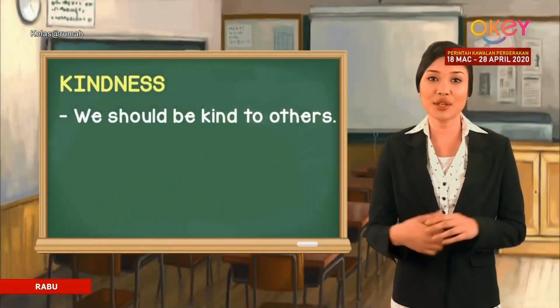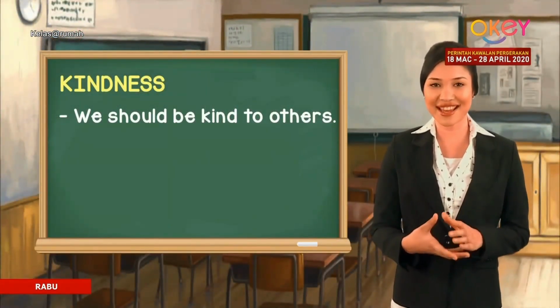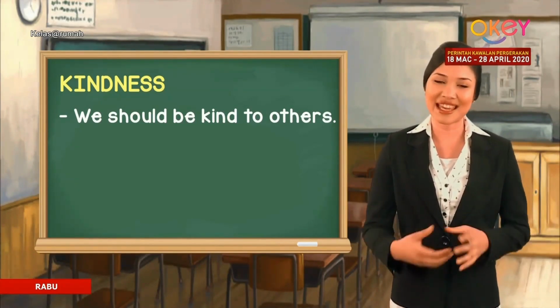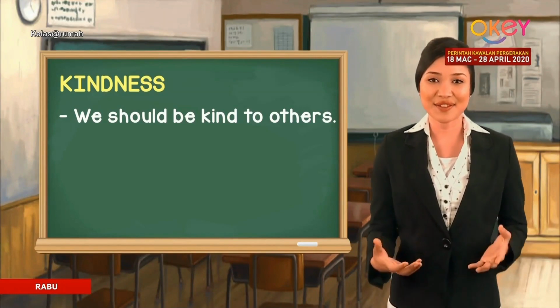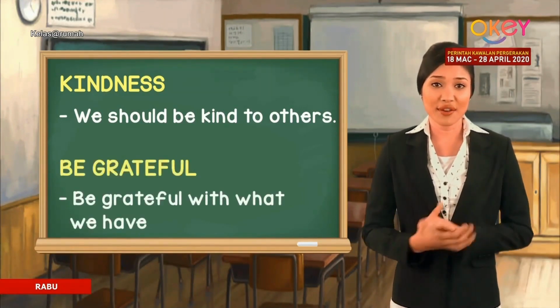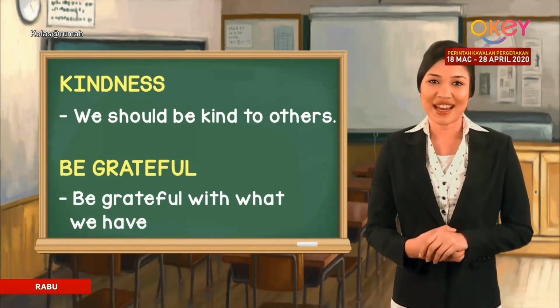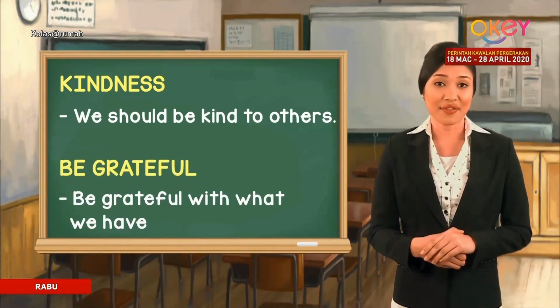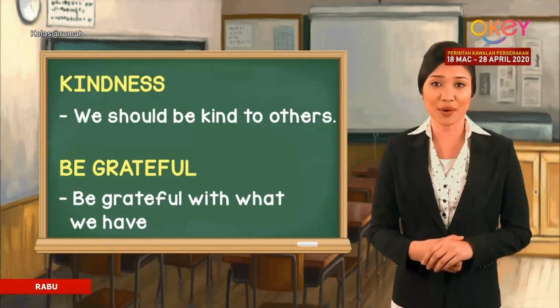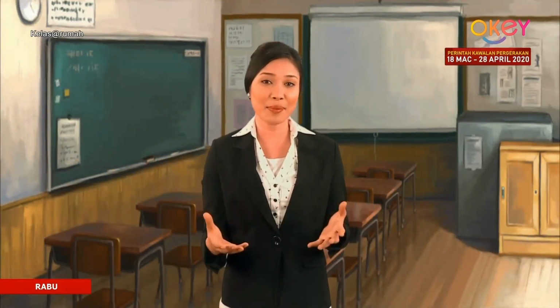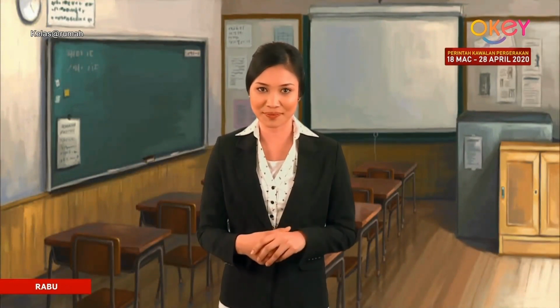For instance, I've learned from this story that we should be kind to others. Just like Anil, he helped his friends, so his friends helped him back in the end. I also learned that we should be grateful for what we have. Throughout the story, Anil didn't complain about his life, even though he and his mother were poor. In fact, I think he was a good boy because he tried to help his mother in every way possible.